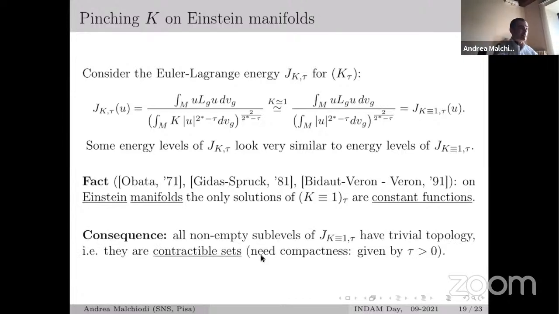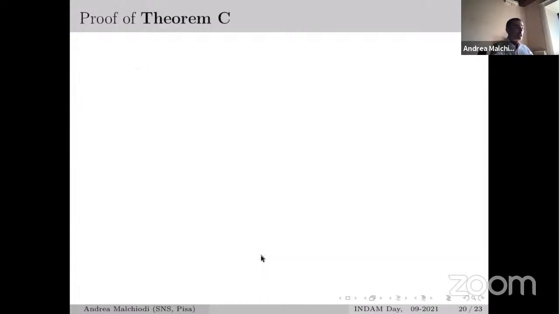So the consequence is that you have basically an energy functional with a single critical point, and the critical point is actually a constant solution. That means that all the energy levels have a trivial topology, so all the sublevels are contractible sets. So let me try to draw a picture.